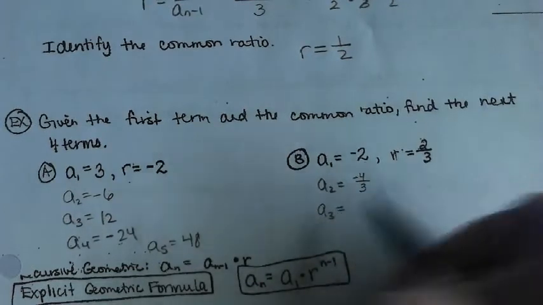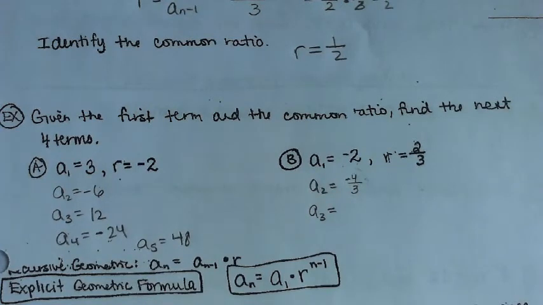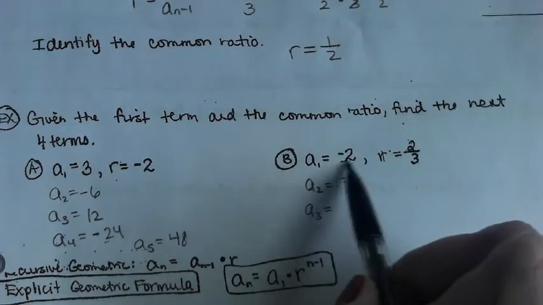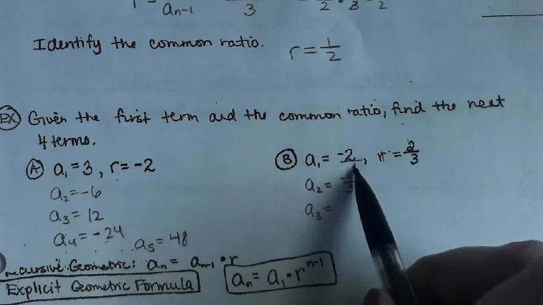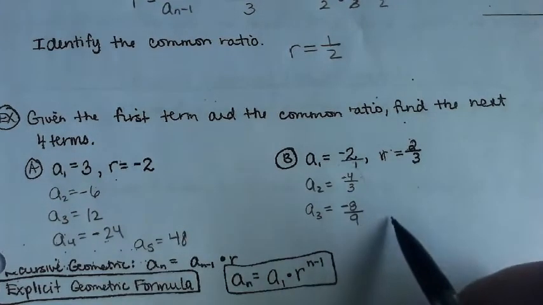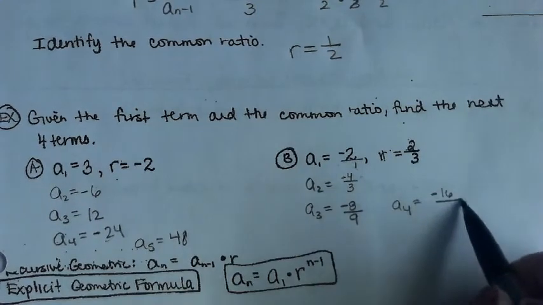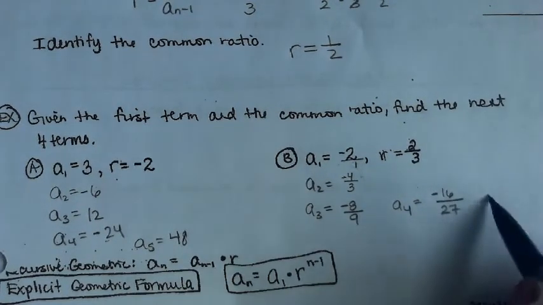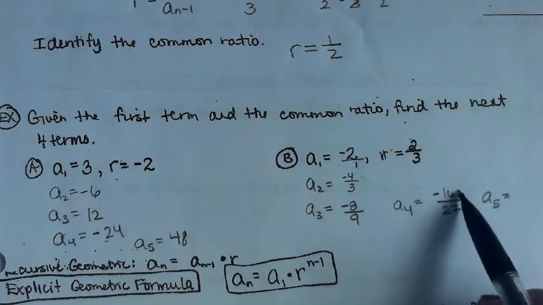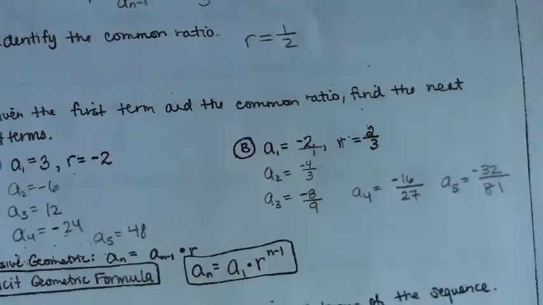A sub 3, we have to multiply this by 2/3. So -4/3 times 2/3. No, it's not thirds anymore. The only reason it stayed thirds was because a whole number has a denominator of 1. -8/9, very good. And then A sub 4, when I multiply this by 2/3, is -16 over 27, and lastly, multiply by 2/3, that'll become -32 up top and 81 on the bottom.